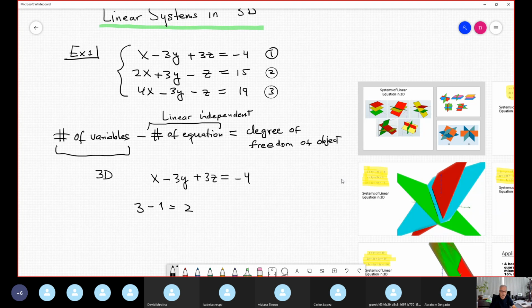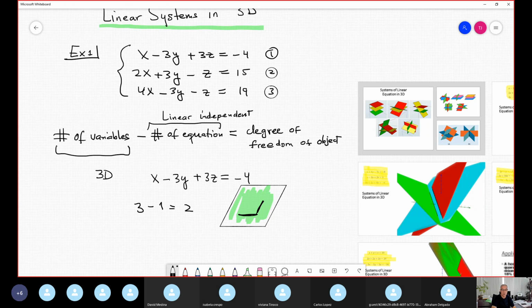Degree of freedom means that the object that can represent the first equation is a plane. Why plane? Because a plane is the geometric figure that has 2 dimensions. No? We have a surface here. So we can move in this direction and in this direction, 2 dimensions.